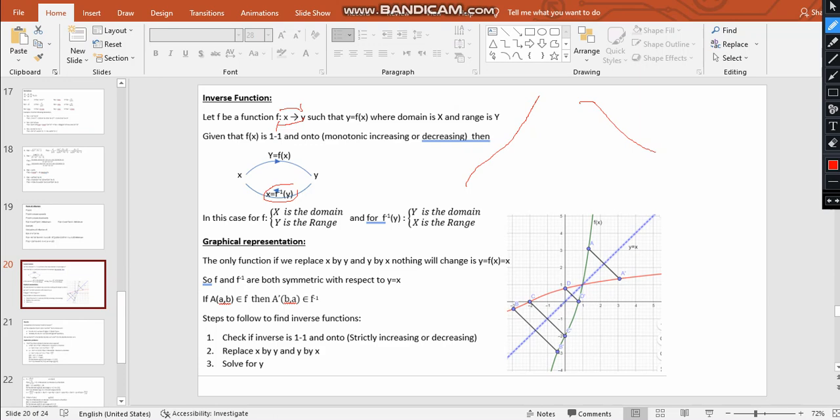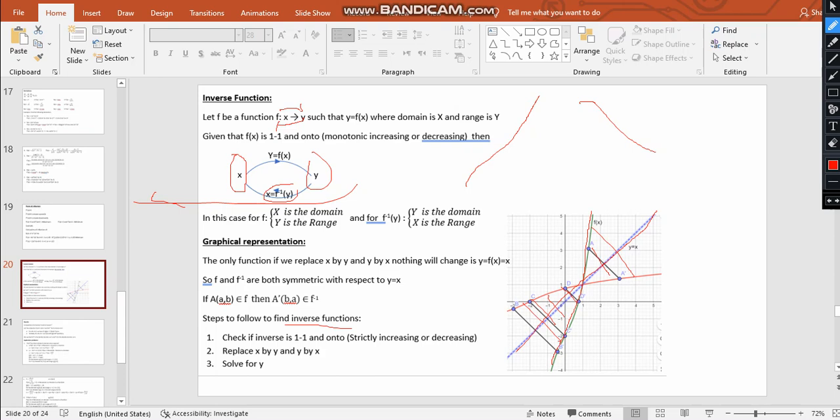If x here is the domain, y will be the range. In the inverse function, y will be the domain and x will be the range. So that's why, for example, if you take this blue curve, f of x, and you want to find the inverse, you draw y equal to x, and you draw the symmetry with respect to y equal to x to graph the inverse function. You took it last year. So steps to follow to find inverse function, as you did before.